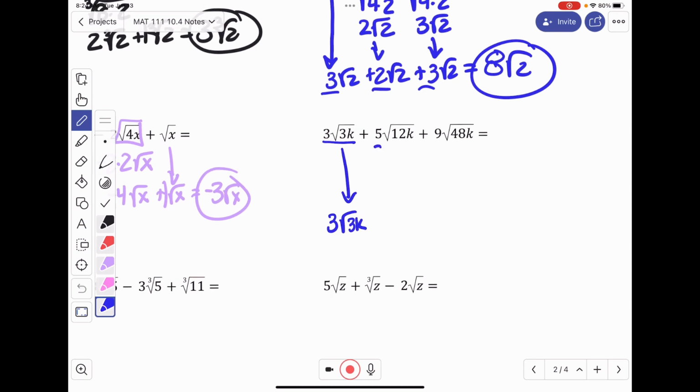Next one, 12 is 4 times 3. And we still need the k. Square root of 4 is 2. Leave the 3k inside. 5 times 2 is 10.